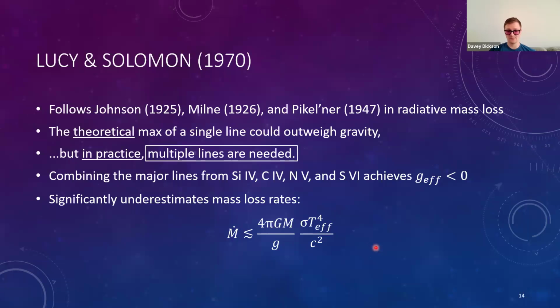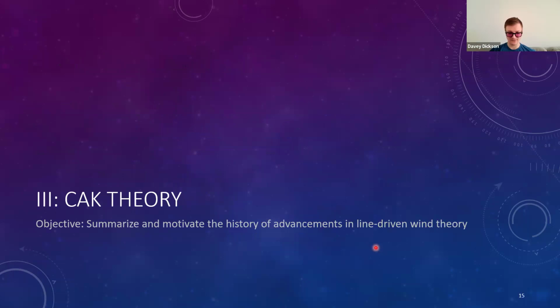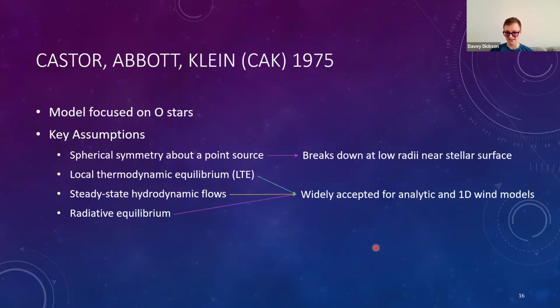After Lucy and Solomon came the next wave of theories building on this that are known as CAK theories, particularly named for the paper by Castor, Abbott, and Klein in 1975. This CAK model takes some more robust assumptions, including spherical symmetry around a point source, as I mentioned at the beginning. It also does follow the Sobolev approximation.